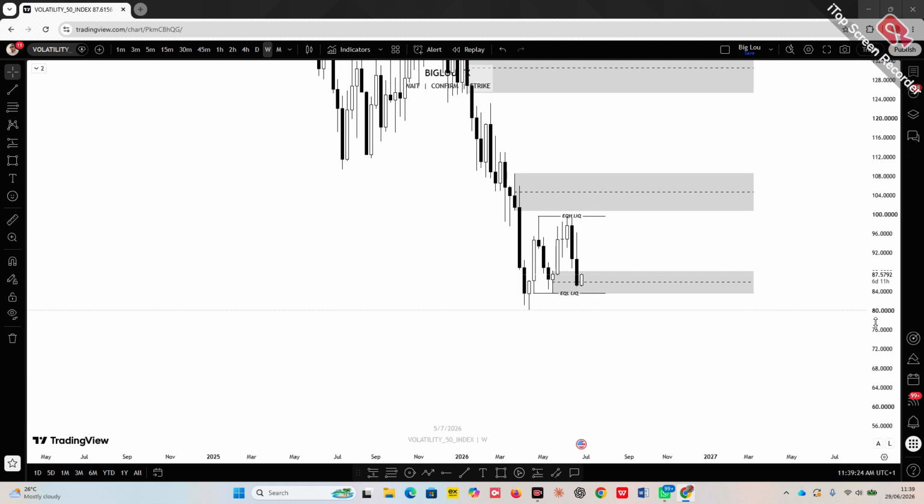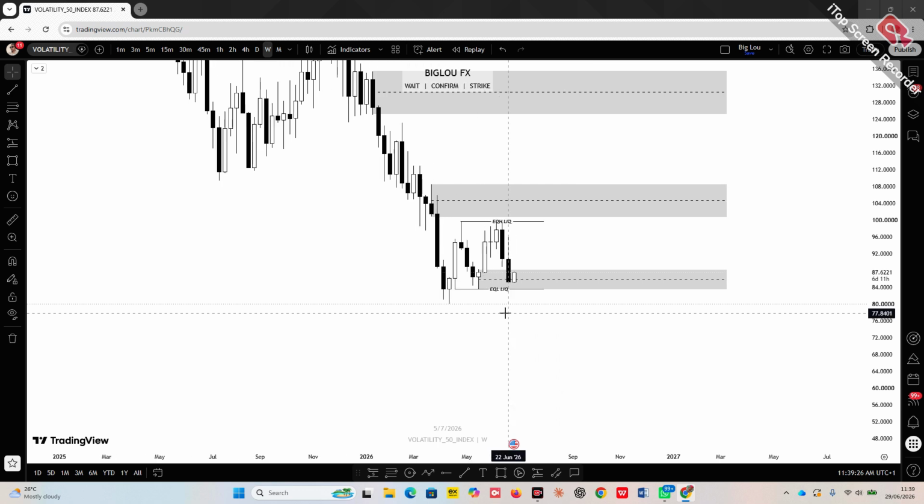on this pair now, this pair, Volatility 50 Index. We can see this key level here. This is the weekly time frame. We can see this key level here. This is a demand zone. You can see this demand zone here. When price rallied up, it created equal high. This is equal high, and this equal low is here.